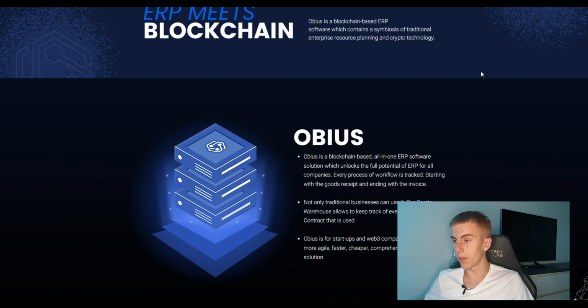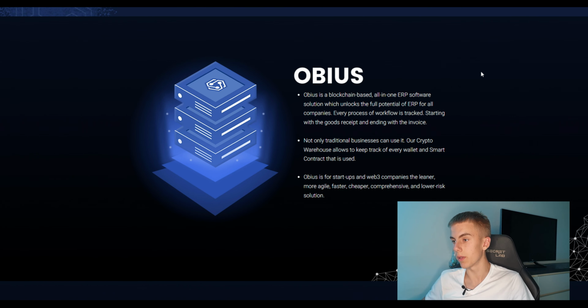If we scroll down a little bit, we can read a few points about Obius. So Obius is a blockchain-based all-in-one ERP software solution which unlocks the full potential of ERP for all companies. Every process of workflow is tracked, starting with the goods receipts and ending with the invoice. Not only traditional businesses can use it, their crypto warehouse allows to keep track of every wallet and smart contract that is used. Obius is for startups and Web3 companies, the leaner, more agile, faster, cheaper, comprehensive, and lower risk solution.